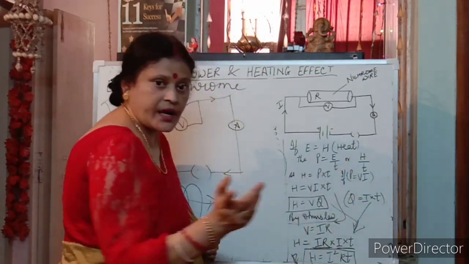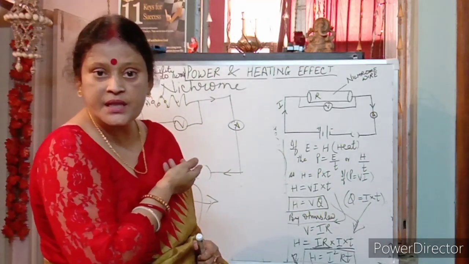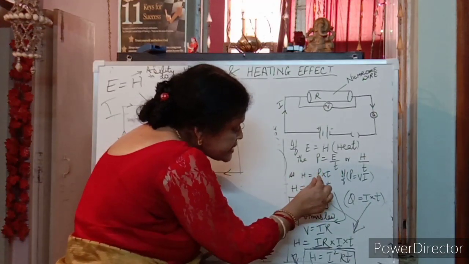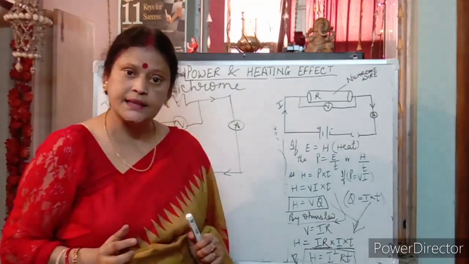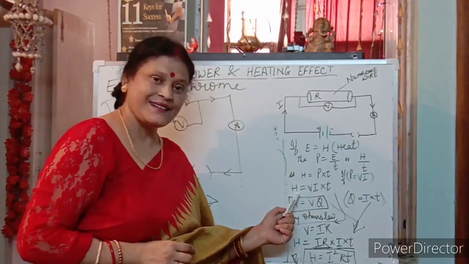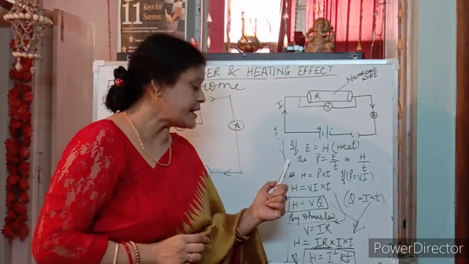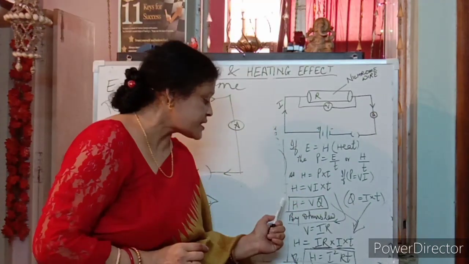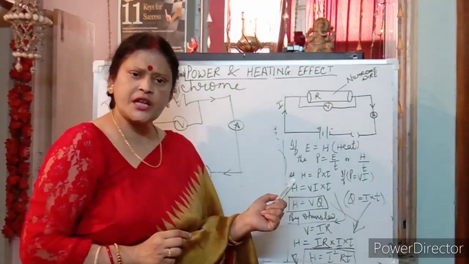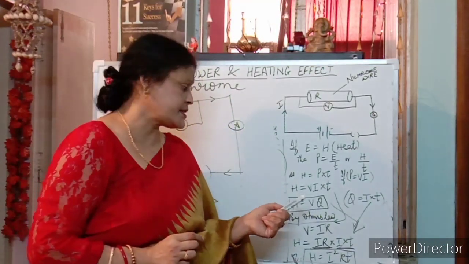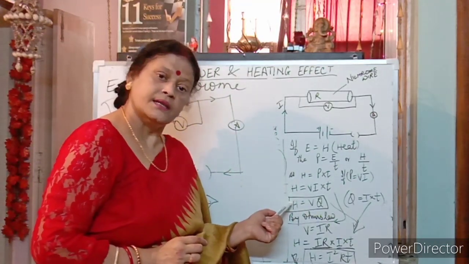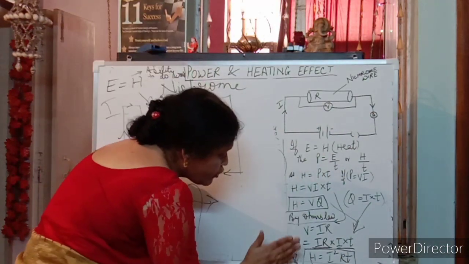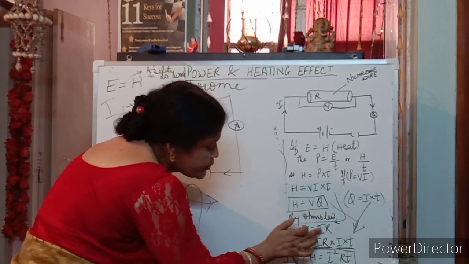If P is equal to VI, just now we have framed this equation, then instead of P we can write VIT. Right, students? See, very easy. And we know that IT is equal to Q. So V into Q. This is one formula of heat energy. If the potential difference and the charge are there, we can find the amount of heat released. Now by Ohm's law we know that V is equal to IR.